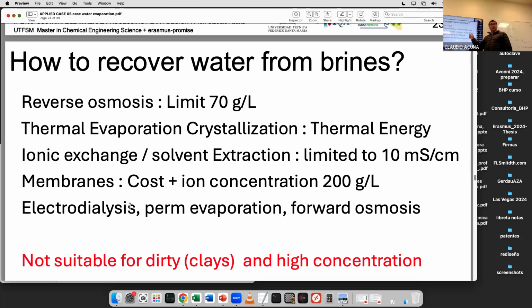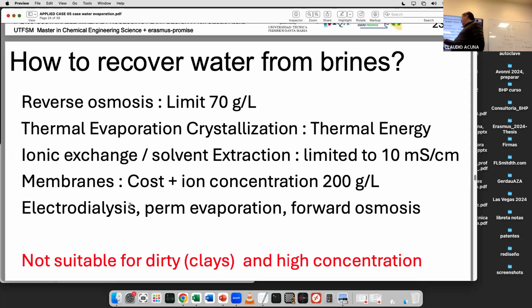The economical cost is limited to that. If you are above 10 millisiemens, seawater is 45 millisiemens per centimeter, the conductivity. Okay? If you are below 10 millisiemens, it's more cost effective having ionic exchange solvent extraction. If you are over that, you need to go to reverse osmosis, but reverse osmosis is limited to, let's say, 80 millisiemens of conductivity. Okay?